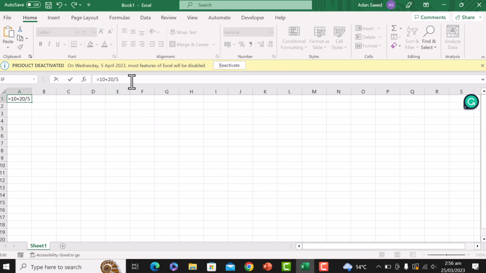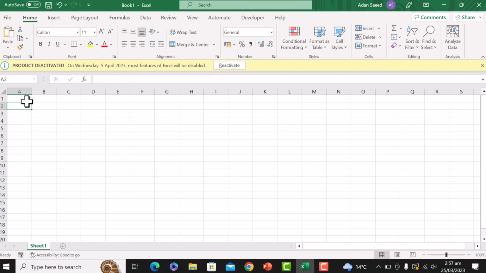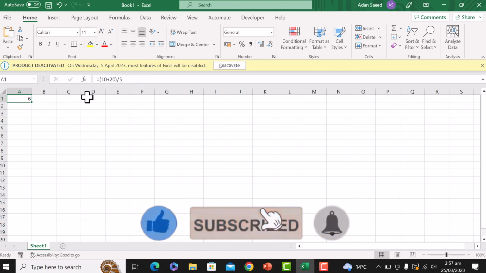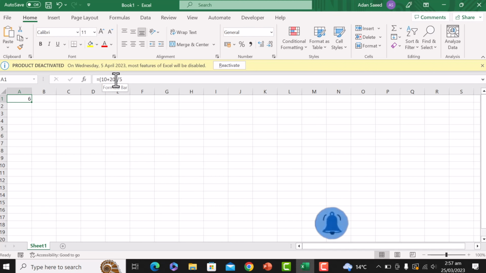So when I enter it, what's happening here? It will first solve the division operation and then the addition operation. It will just solve this thing first and then add the answer with the 10. But if I use parentheses, then the answer will be 6. What's happening now? It is first adding them both and then dividing the answer by 5. So this is the main function of using the parentheses.